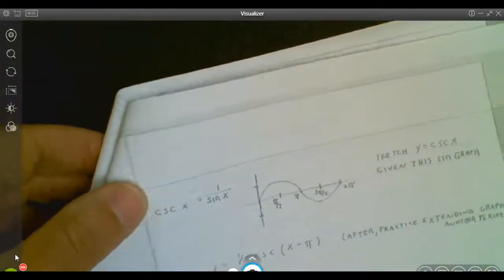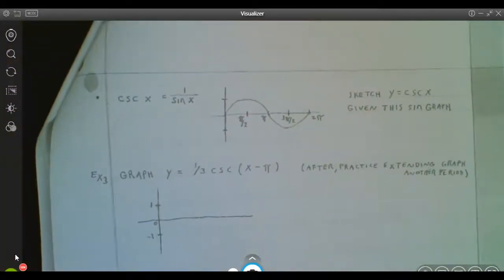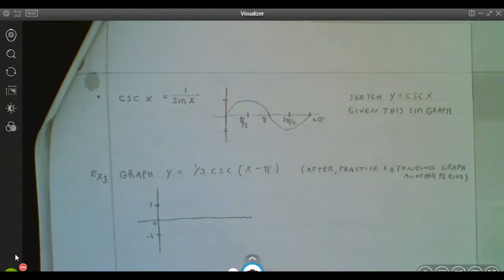Two more, three more. I'm trying to give you guys a sample here to get you through any problem that you will face.